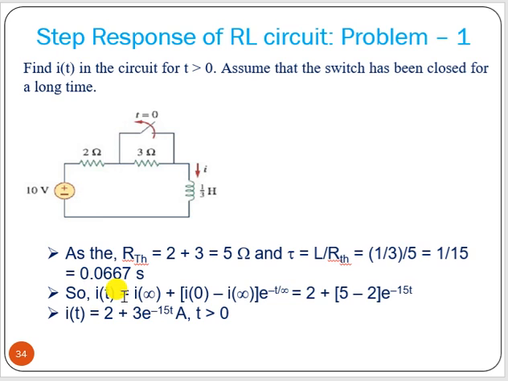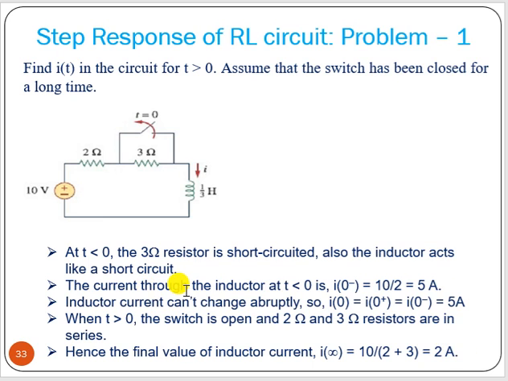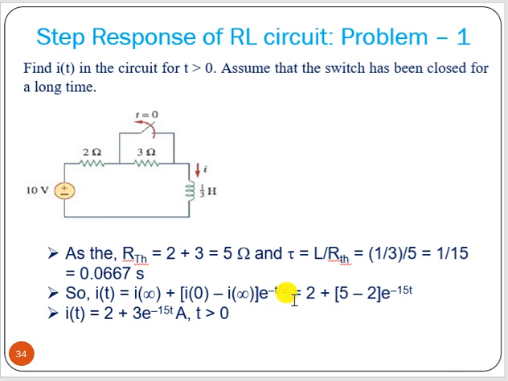So we can find the step response equation. I(t) equals what? I of infinity is nothing but 2 ampere. So we can write here 2 plus the initial value 5 minus 2, that is 3, so that becomes plus 3 e to the power minus t by tau, so minus 15 t. Suppose it is given that for t equal to 1 second, what is the value? For t equal to 5 second, what is the value?